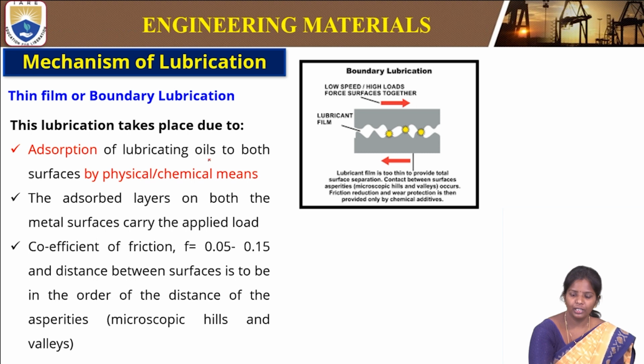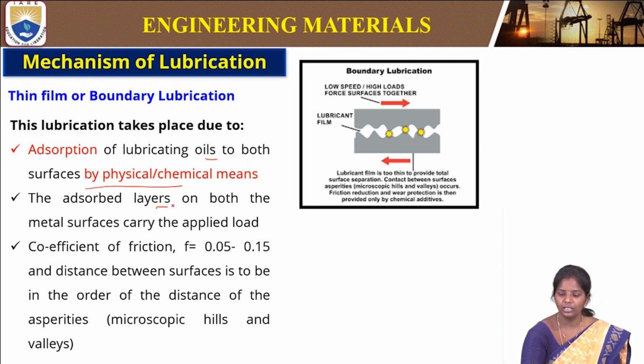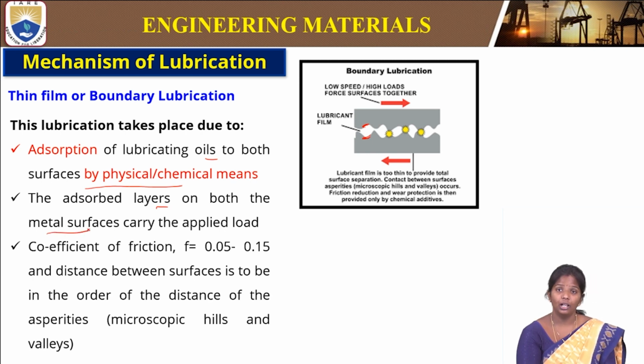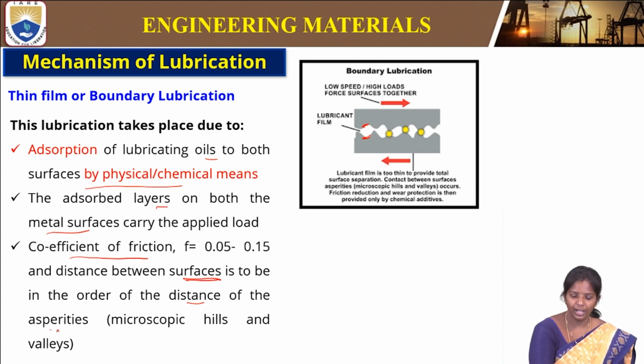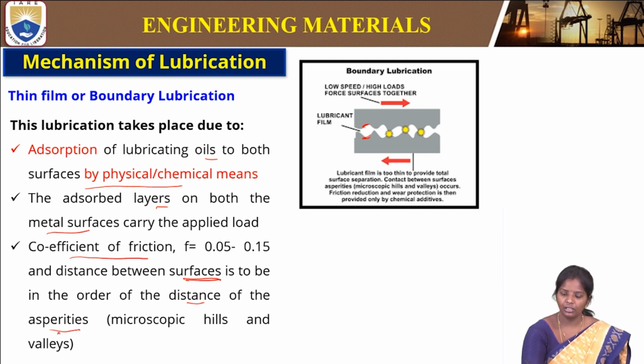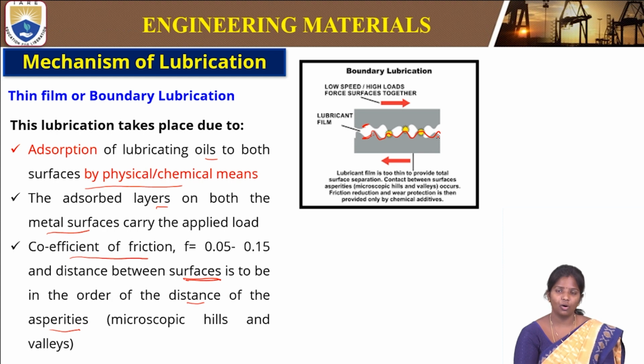So adsorption of lubricating oils to both surfaces is by physical or chemical means. Adsorption is just physical or chemical adsorption between the two layers of metal surfaces. Then both the metal surfaces carry the applied load. The coefficient of friction is between 0.05 to 0.15, and the distance between surfaces is to be in the order of distance of asperities, that is nothing but the hills and valleys. These are the hills and valleys that form when the two metals come in contact.